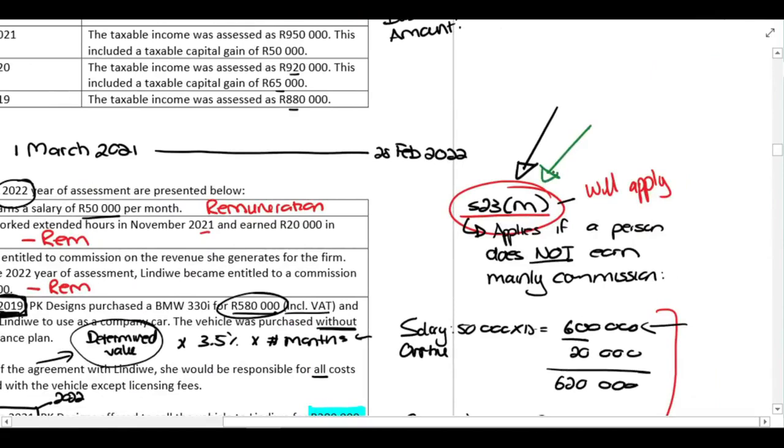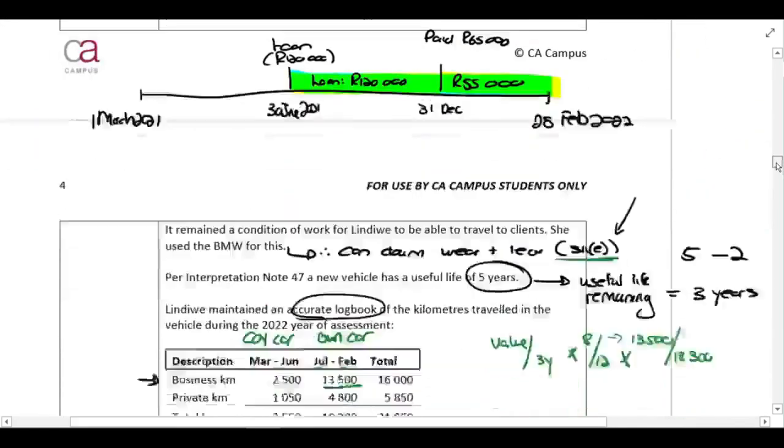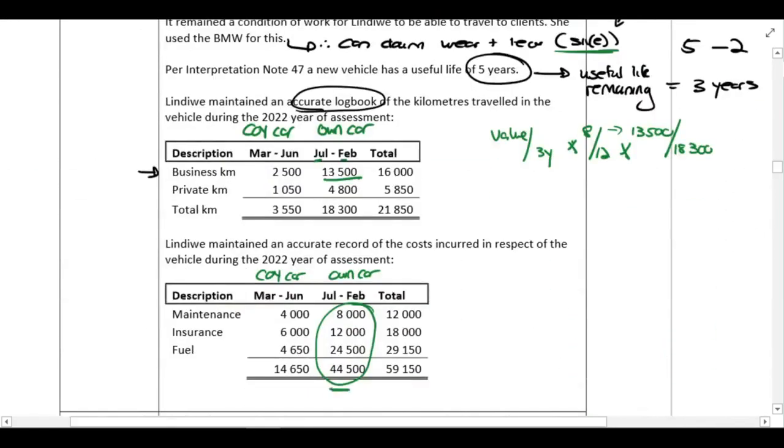Does Section 23M allow her to claim the costs? And the answer is no. So those costs that she incurred during this period of time is denied under Section 23M. So if she earned a commission, then she could have, if she earned mainly commission, which is not the case.